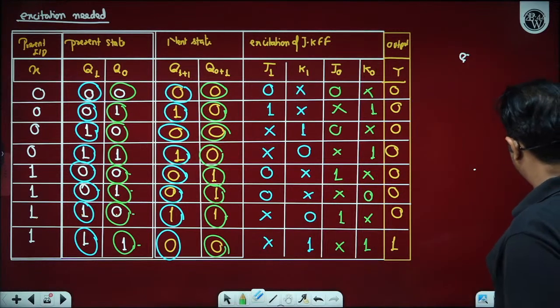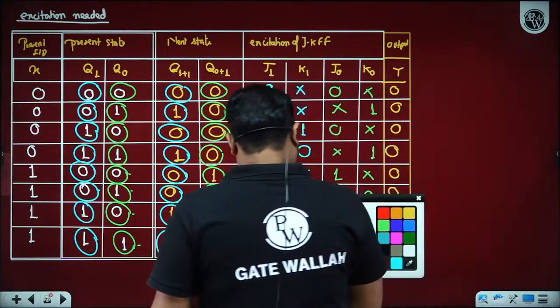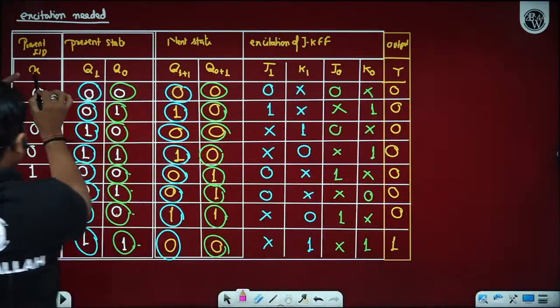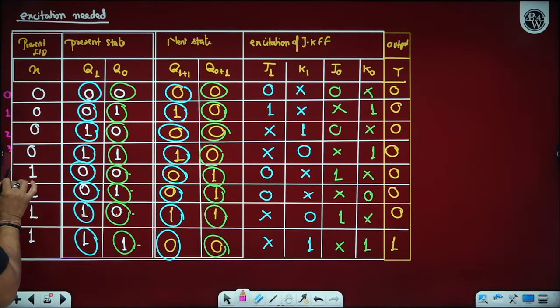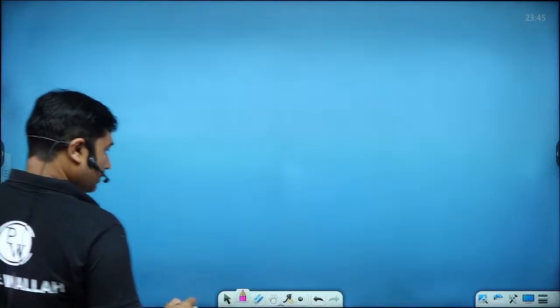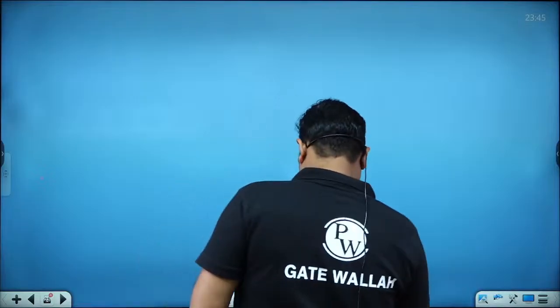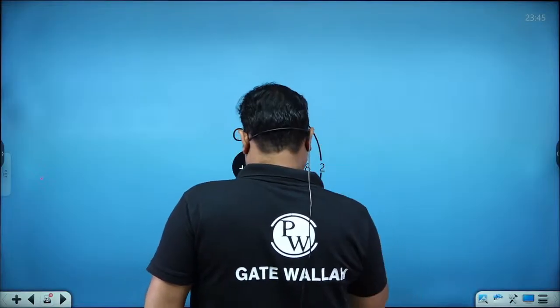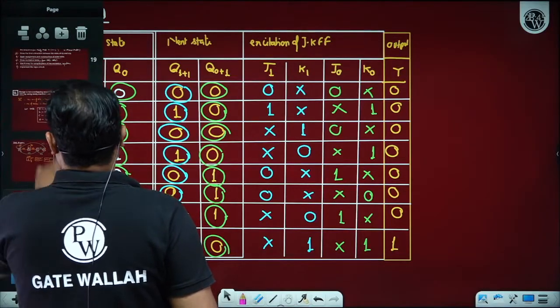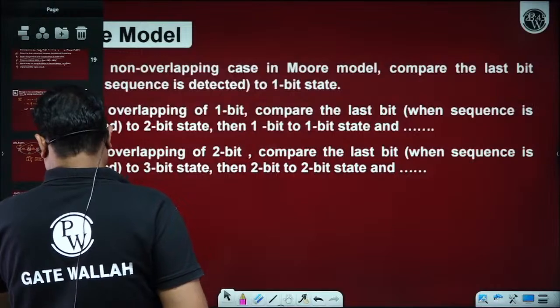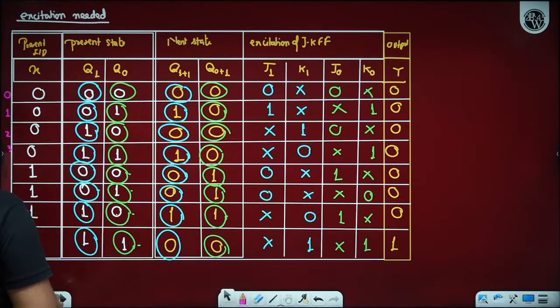I am going to rub this rough part. Please observe here. In terms of X as a MSB and Q0 as a LSB, this is the binary of 0, 1, 2, 3, 4. Oh, what happened? Now please observe. In terms of the binary 4, 5, 6, 7.